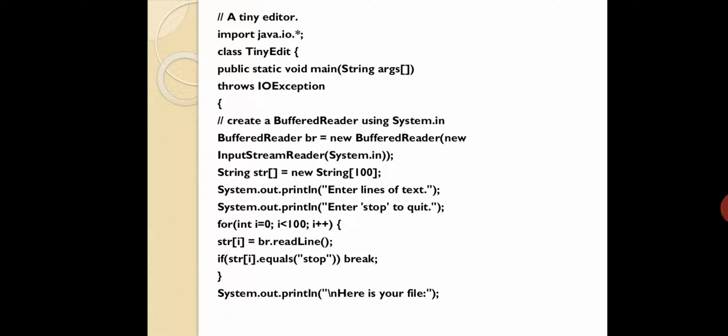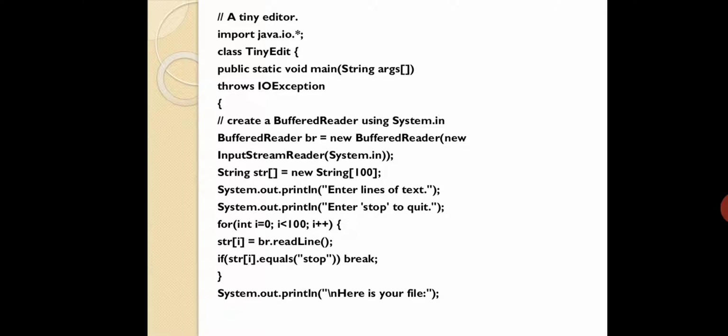After that, you are going to declare the main method, and you are going to add the IO exception also. If there are any issues, your program has to throw the exception. Then you are going to create the object, because you are going to create the BufferedReader so that you can read the input from the stream, using System.in.